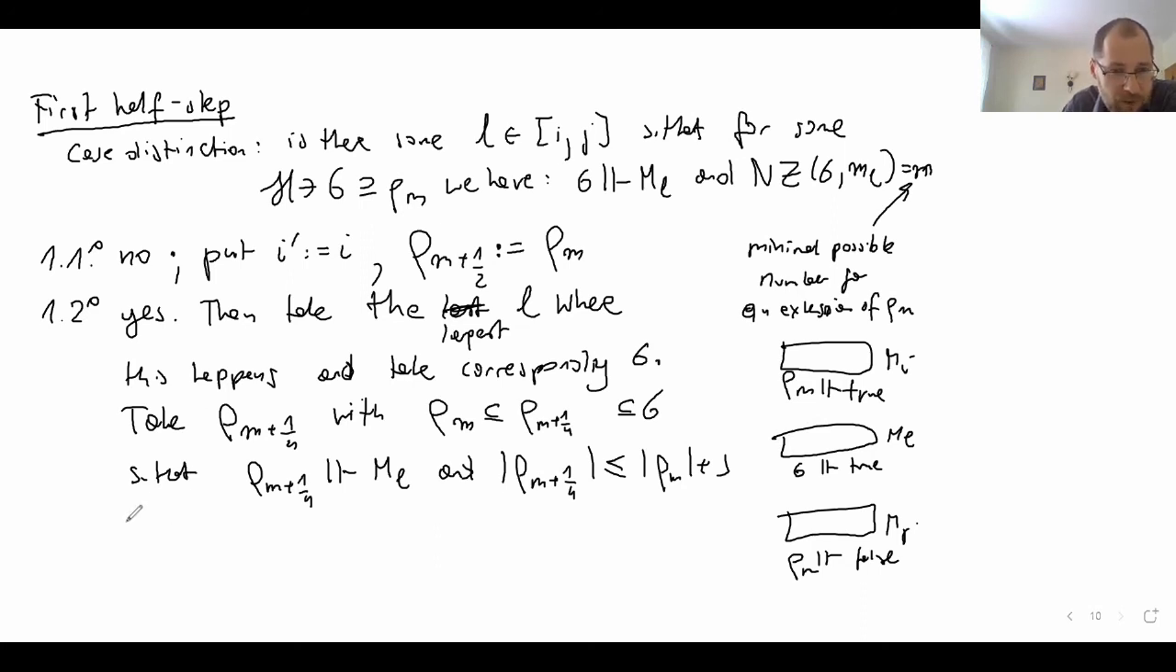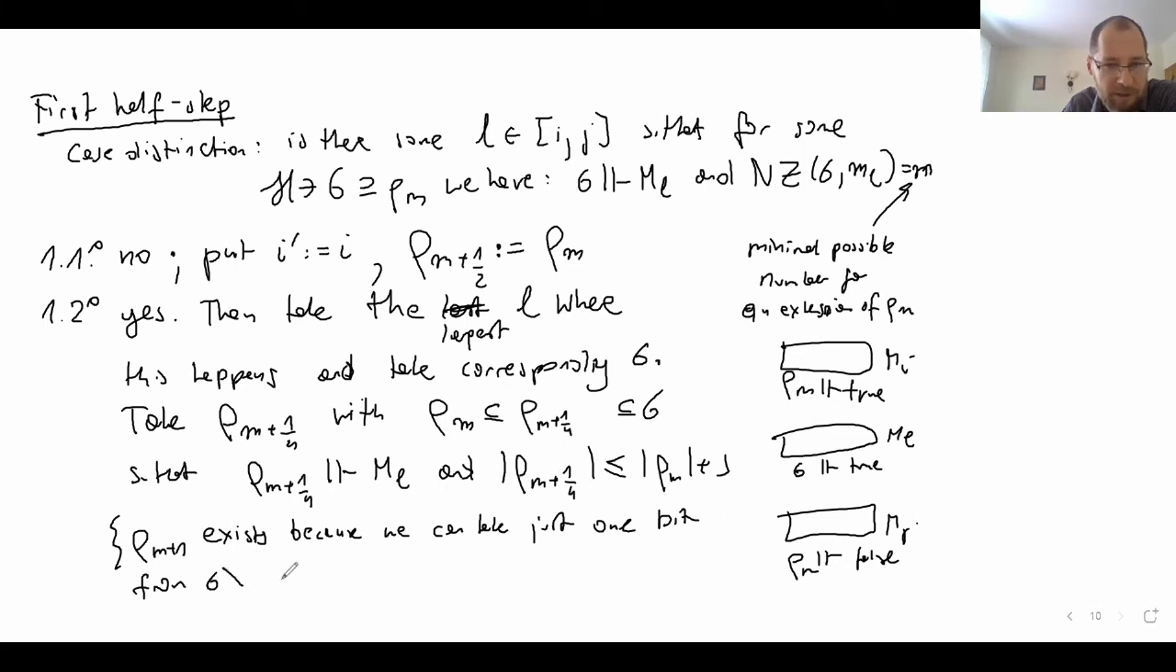So row m plus 1 exists because we can take just one bit from sigma minus row m, so from this kind of overhead that sigma has, for each of the at most s terms in ML that are set to 0 or forced to 0.